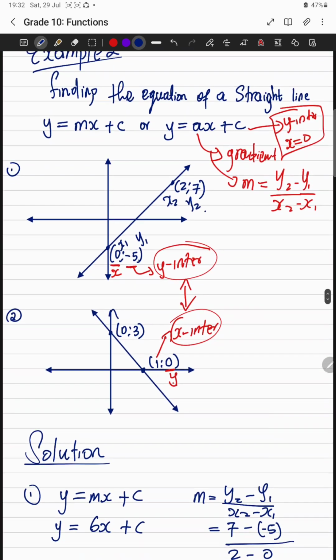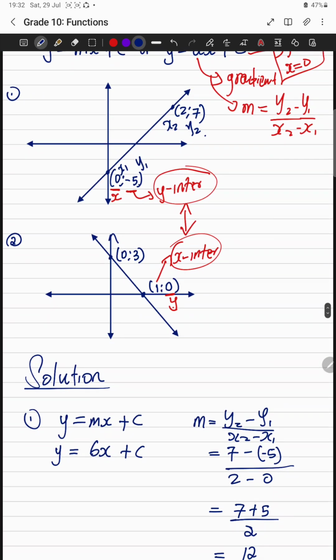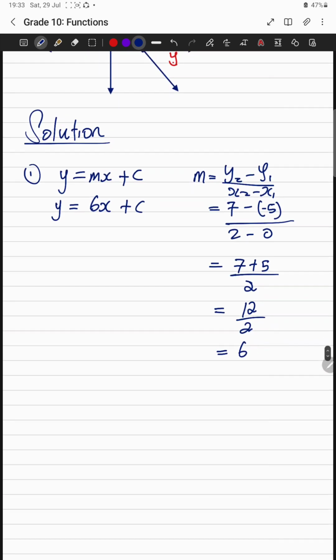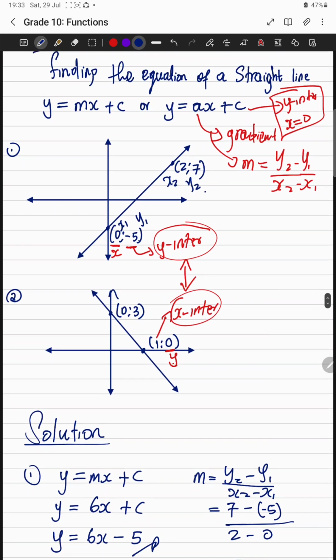It's easy to get the value of c, because I said the y-intercept represents the value of what? C. So we can simply take -5 and put -5 in the place of c. So we can say therefore y is equal to 6x minus 5. So that is the equation in the first graph.